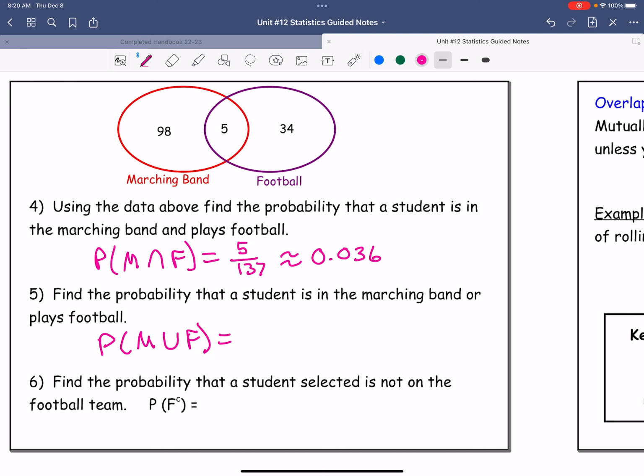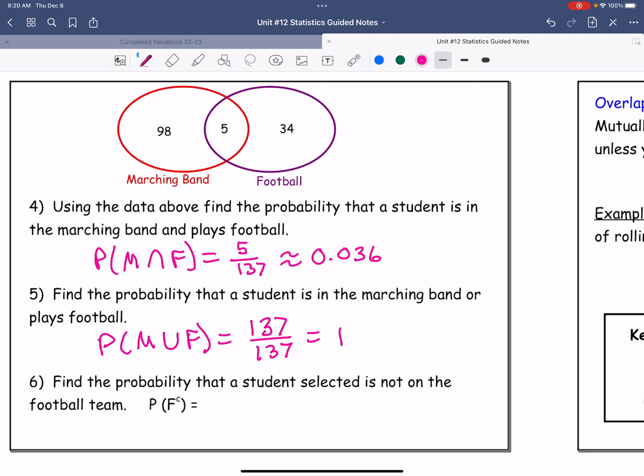Find the probability that a student is in marching band or, which is union, plays football. And so the "or," it could be any of them. Either in marching band or plays football is all 137 students out of 137. So this is 1, representing 100% of students surveyed are in either marching band or football.